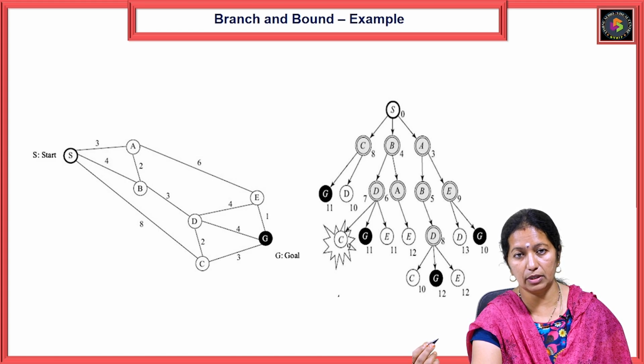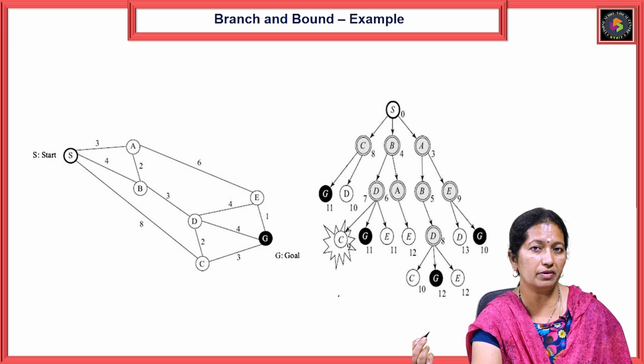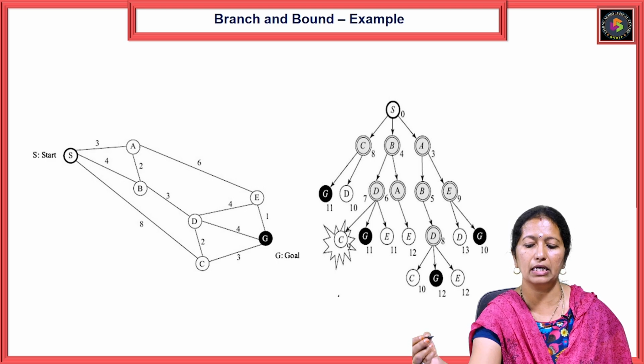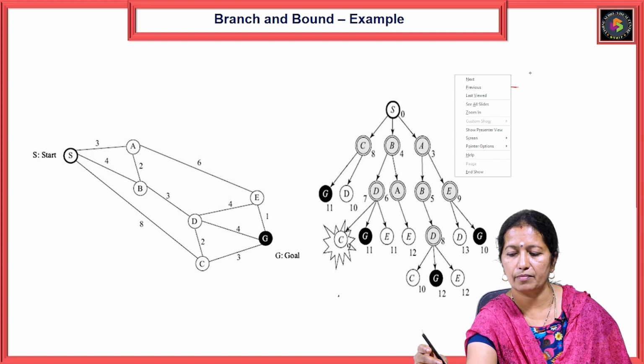If comparatively anywhere I find a lesser value, that will be my finalized path in the branch and bound technique. I can terminate there. Now comparatively we got 12, 11 and 11 values. Now our exploration till E is left.